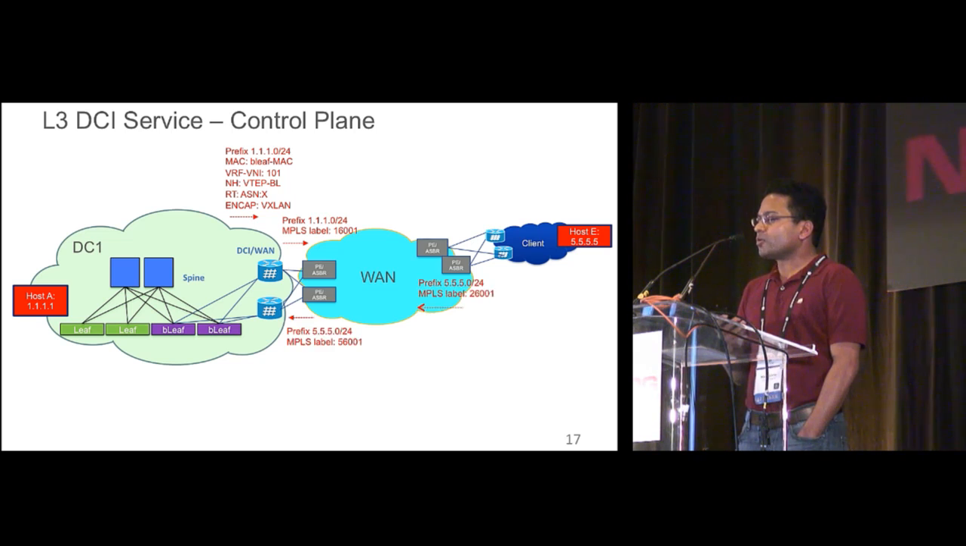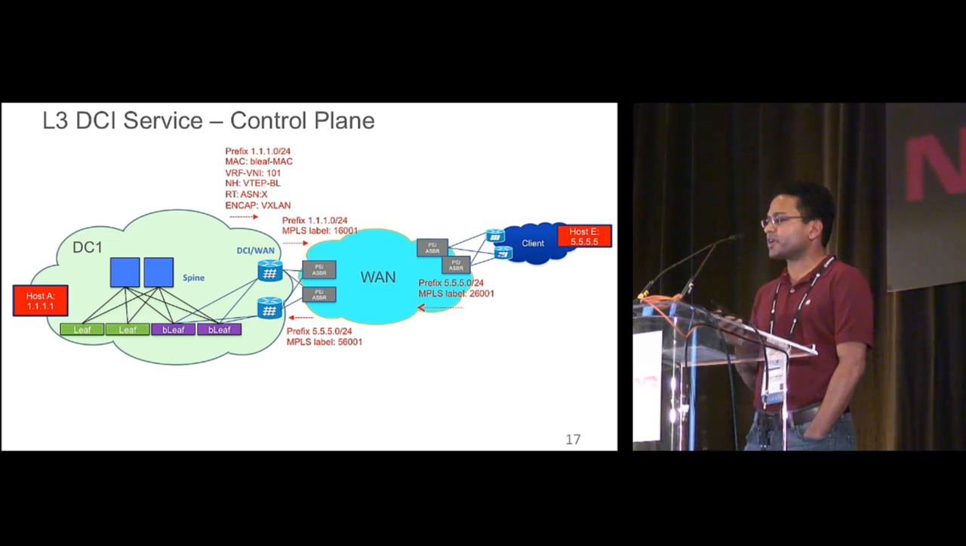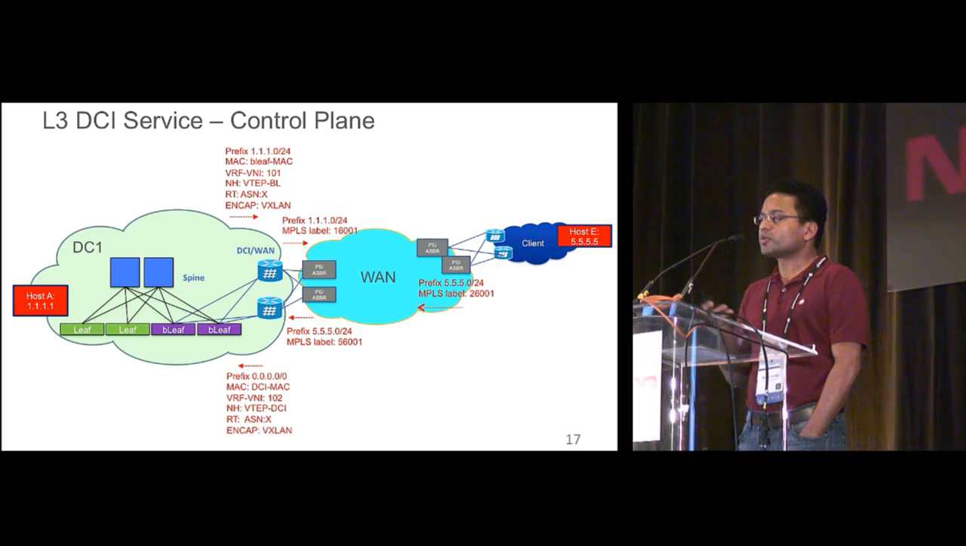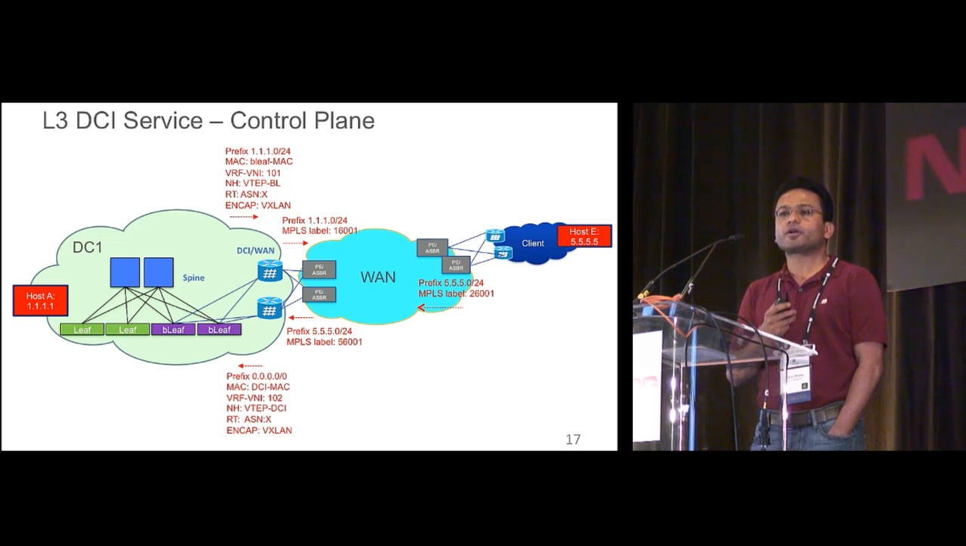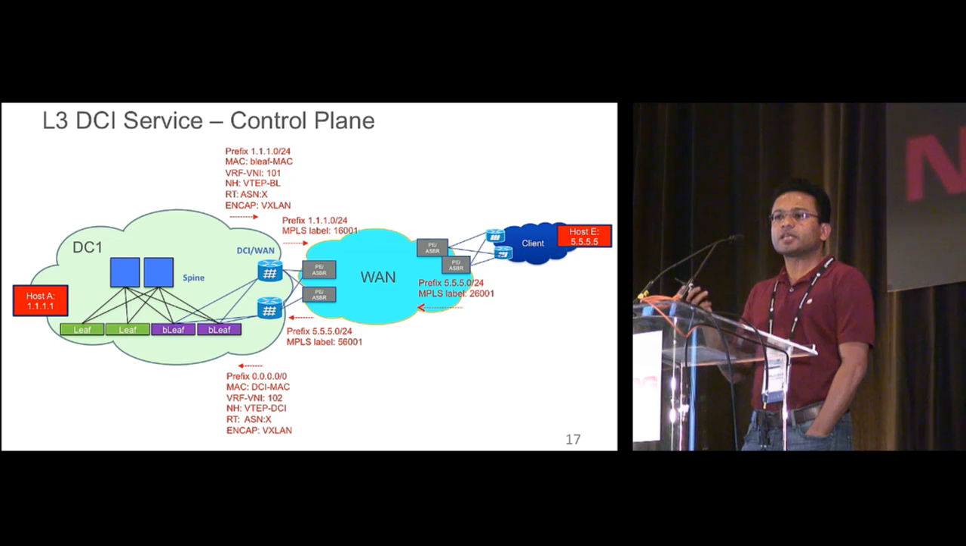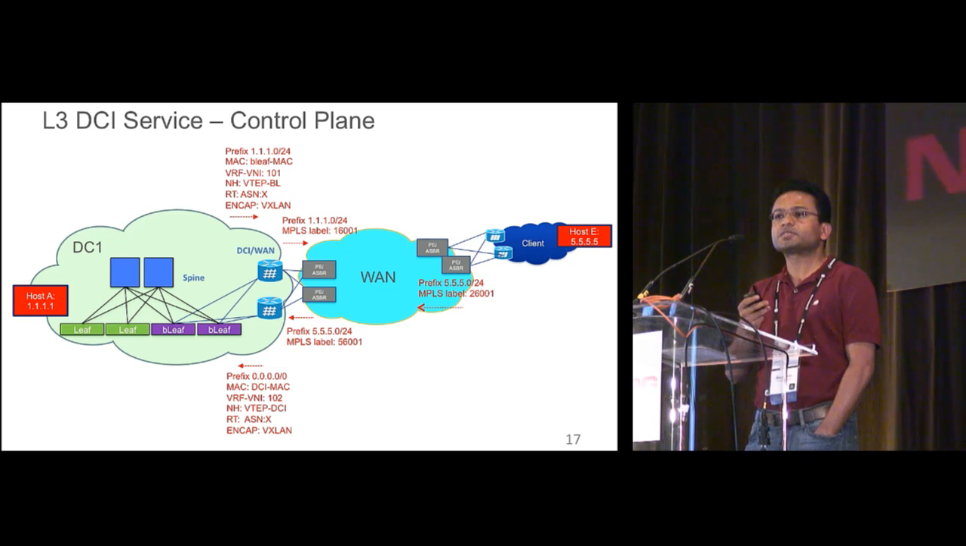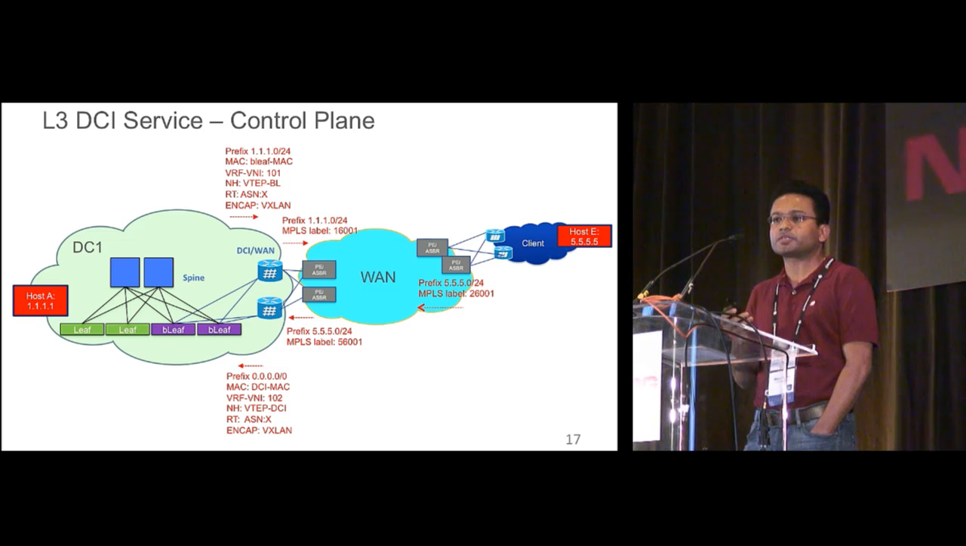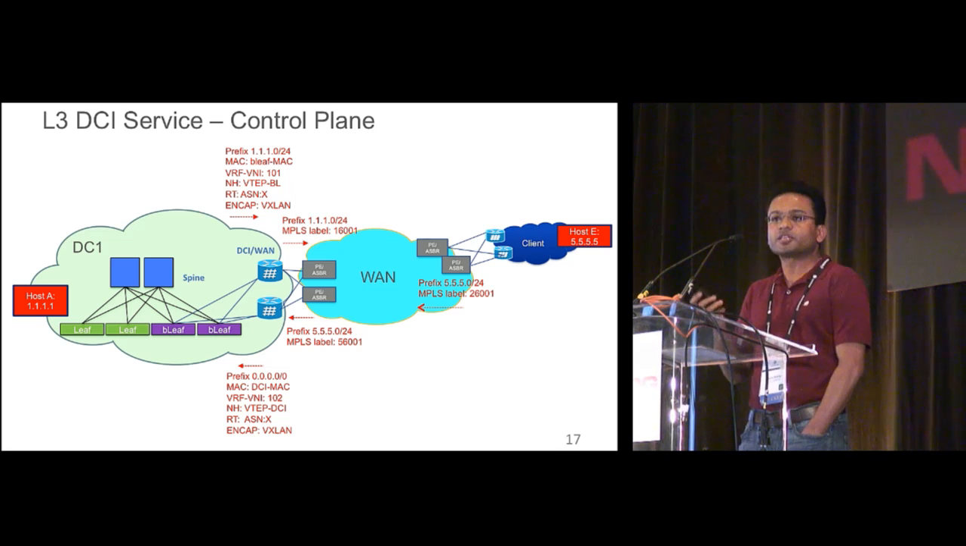Similarly, for any route learned from the client side, like the prefix which is replying back, 5550/24, it will have an MPLS label of 56001. This route is re-originated into a type 5 EVPN route. So the DCI takes an MPLS L3 VPN route and re-originates it as a type 5 EVPN address family. This is internetworking across the address families, the BGP EVPN address family and the BGP MPLS L3 VPN address family.